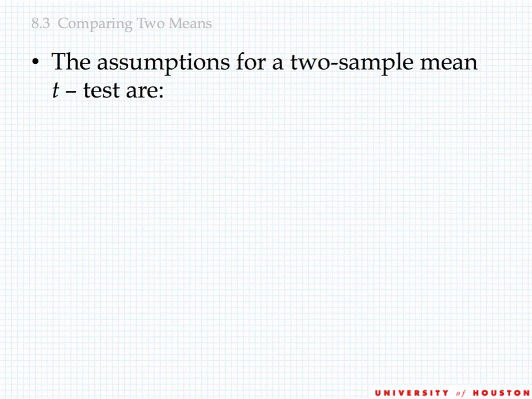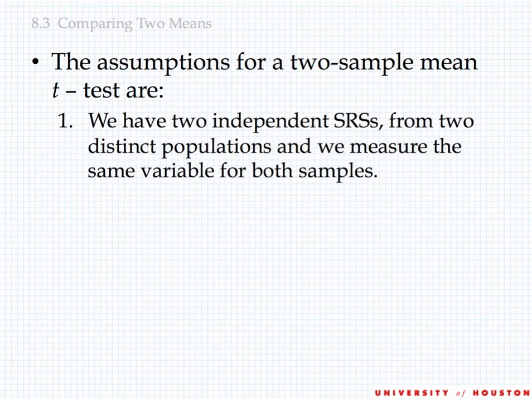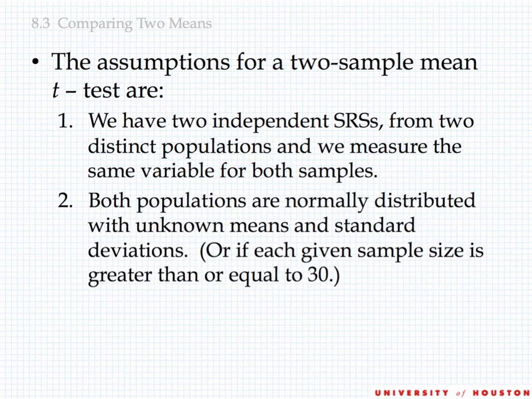The assumptions for a two-sample mean t-test are: we have two independent simple random samples from two distinct populations. We're measuring the same variables, however, from both samples. Both populations are normally distributed with unknown means and standard deviations, or we're given that the sample size for each is greater than or equal to 30.